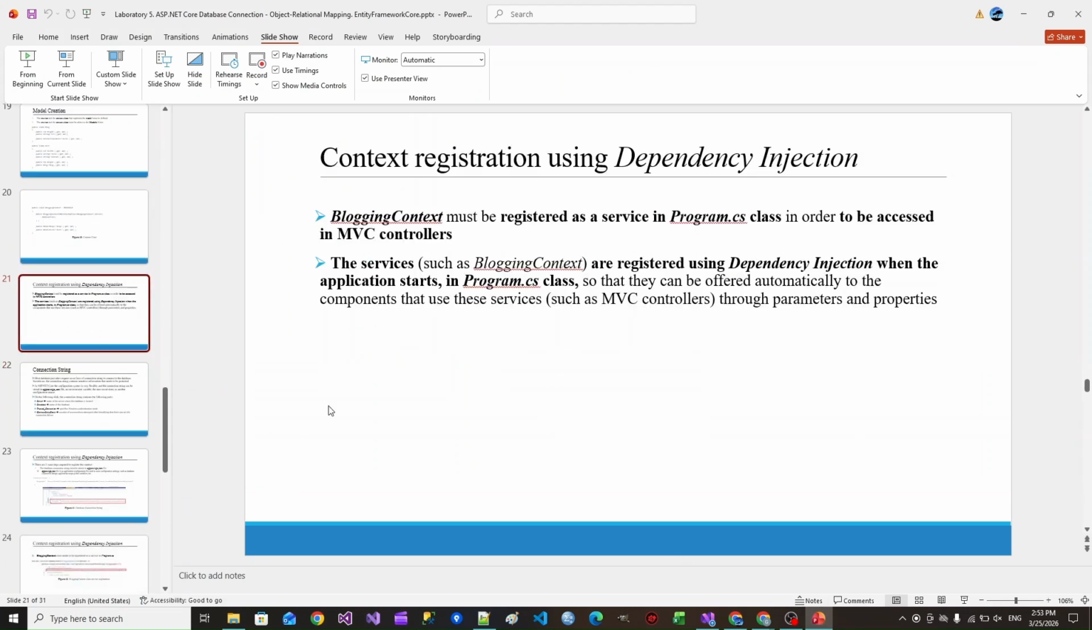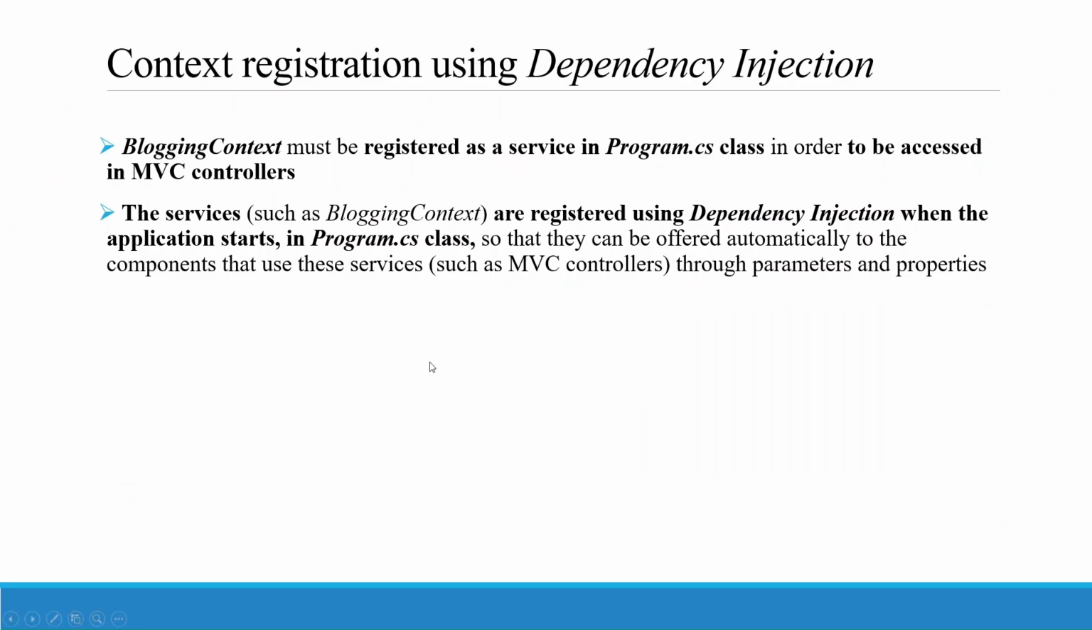The next step is registering the context using dependency injection. The context class must be registered as a service in the Program class in order to be accessed in the MVC controllers. And we will discuss more about accessing services in controllers in a future lab. The services such as BloggingContext are registered using dependency injection when the application starts in the Program class, so that they can be offered automatically to the components that use these services, like the MVC controllers.